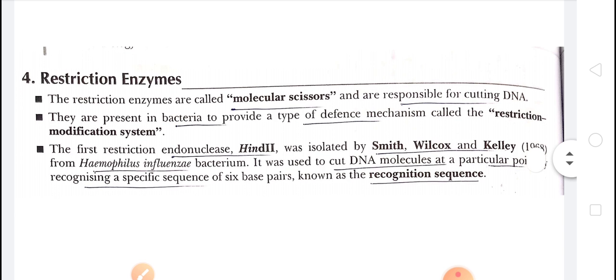The first restriction endonuclease, Hind II, was isolated by Smith, Wilcox and Kelly in 1968 from Haemophilus influenzae. The restriction enzyme recognizes a specific sequence, that is a palindromic sequence, in the DNA molecule, and cuts the DNA and forms sticky ends. Clear?